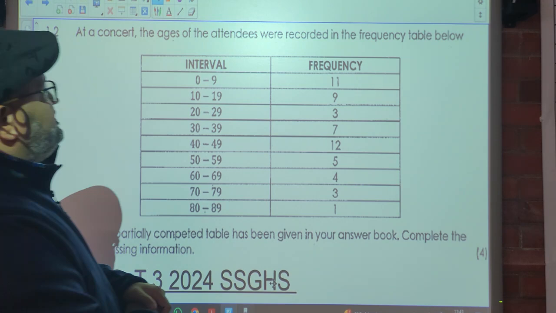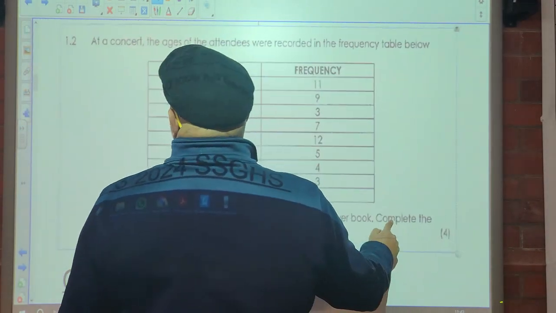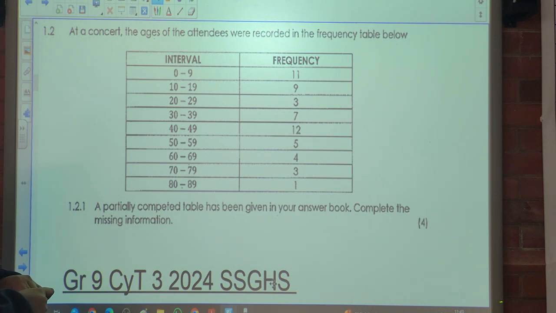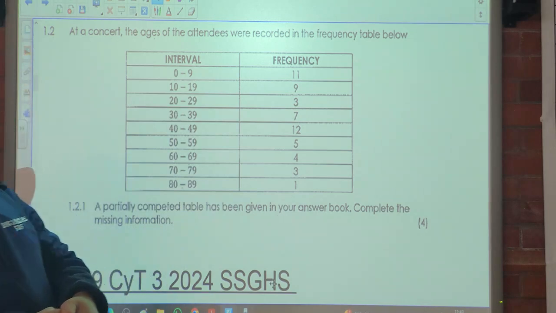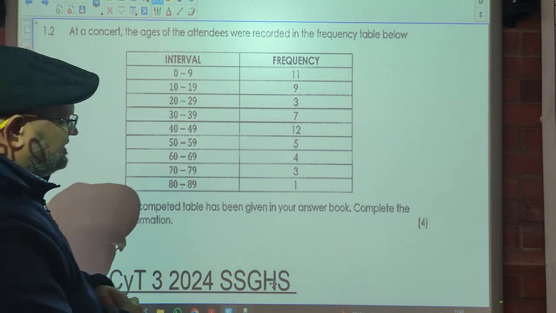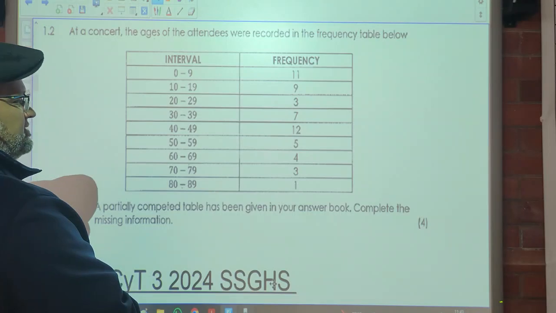At the concert, the ages of the attendees were recorded in the frequency table below. From 0 to 9, there were 11 people. What type of concert is this? Maybe a crash concert. Then from 10 to 19, we got 9. 20 to 29, we got 3. 30 to 39, 7, and so on. A partially completed table has been given in the answer book. Complete the missing information.